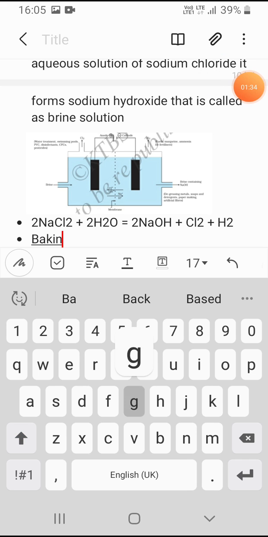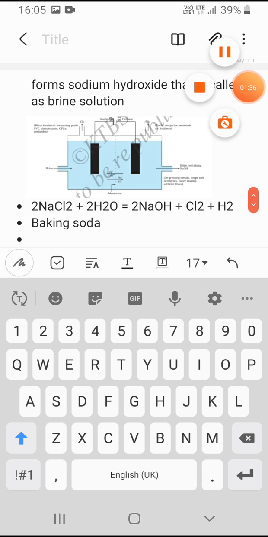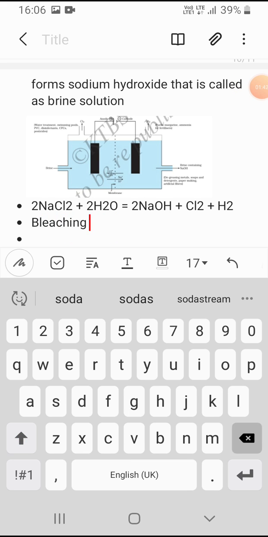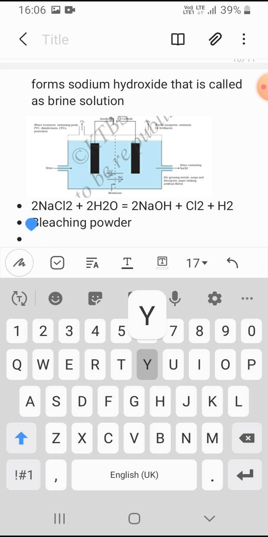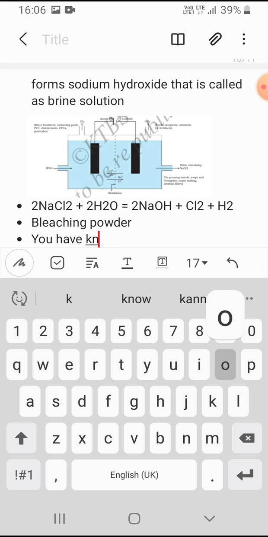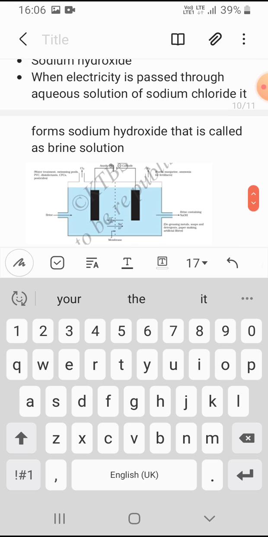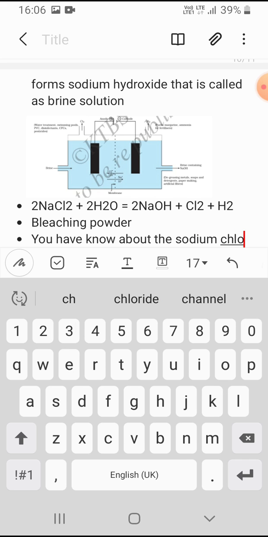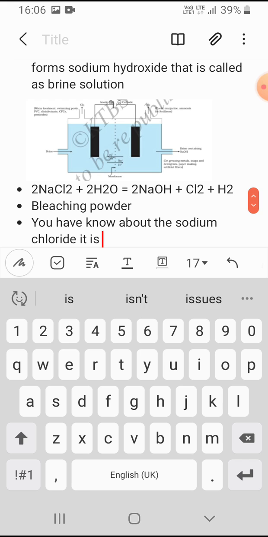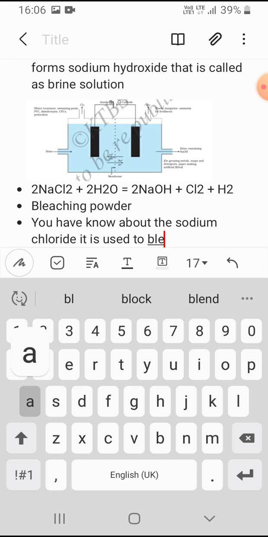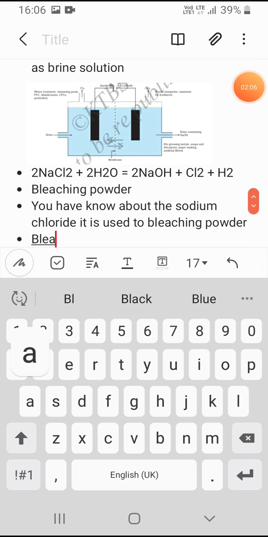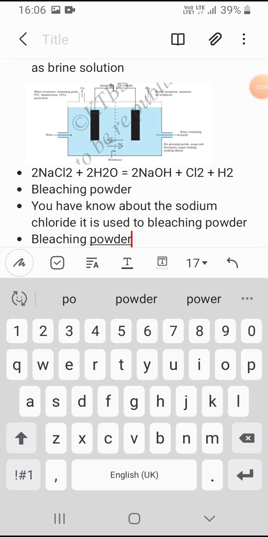Let's know about baking soda. Bleaching powder. Let's know about bleaching powder. You have already learnt how sodium chloride is formed. Now that sodium chloride is used to form bleaching powder. Bleaching powder is produced by the action of chlorine on slaked lime.